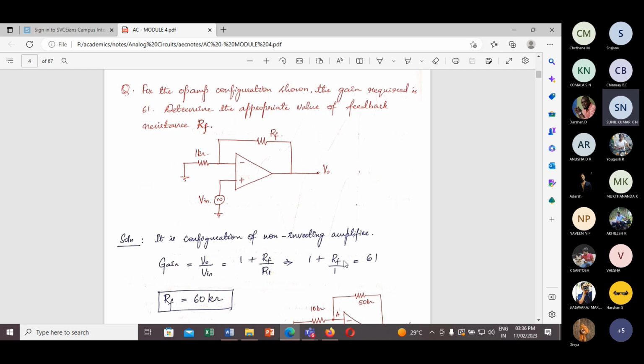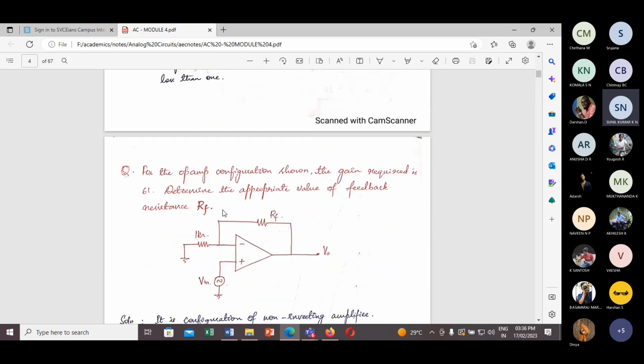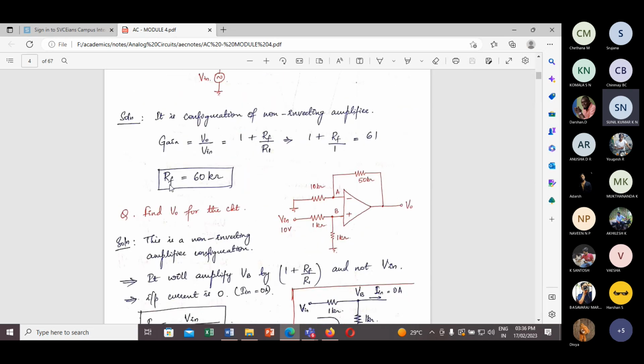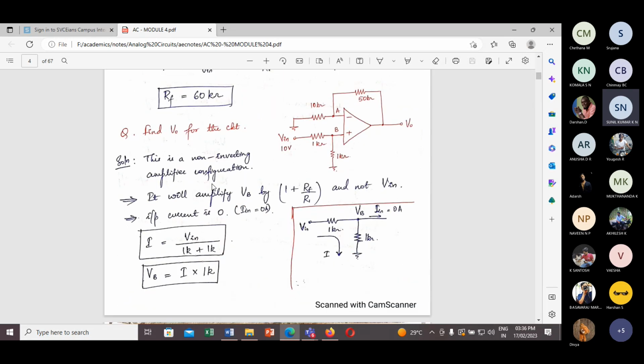So RF by R1, RF by 1, or RF is equal to 60, so 60 kilo ohms, because you're going to have the gain as 61, and 1 plus 60 is nothing but 61. In the same way, RF is made 60 kilo ohms. The same thing you can see in the second circuit which has been given.